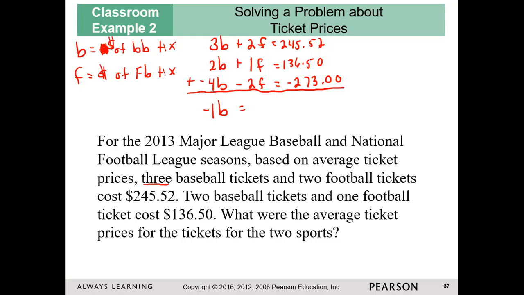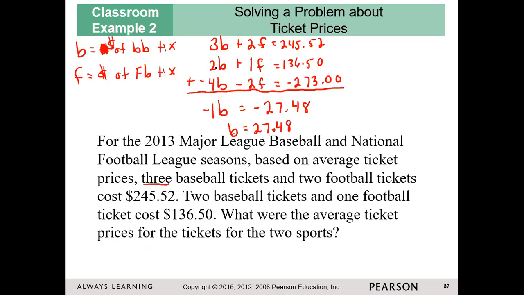So we've got this 245.52. If you subtract 273, or $273, you get -27.48. And that means that the average baseball ticket is $27.48 back in 2013, which is fine for us. We were able to figure that out, but we want to know the average ticket price for both sports. So we figured out what baseball is, and now we just need to figure out what football is.